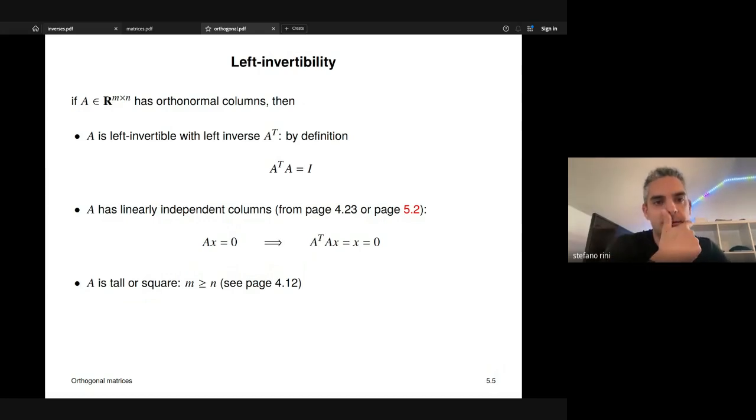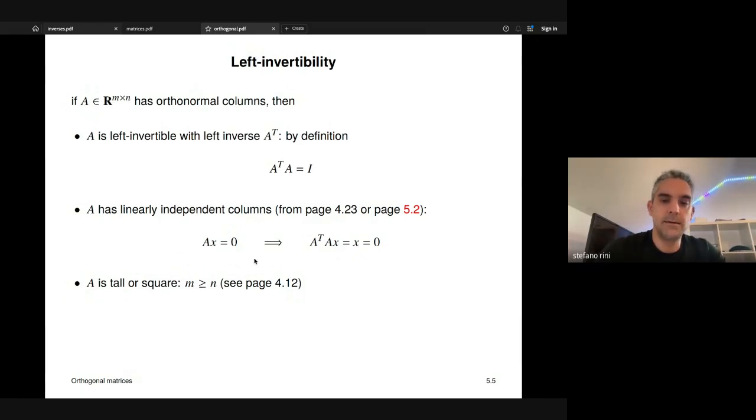Now we can discuss left invertibility. Usually when you see matrix inverses, you don't distinguish between left and right invertibility. That is because usually you don't want to get into this topic in high school, but now you can expand your horizons. So we say that A is left invertible with left inverse A transpose if A transpose times A is equal to the identity matrix. Since the product is not commutative, you can have that something is invertible on the left-hand side or on the right-hand side.